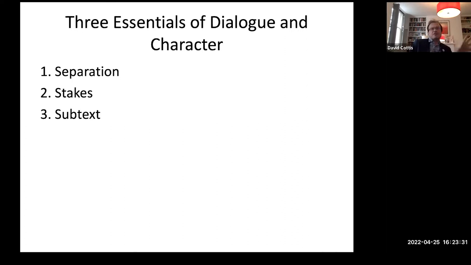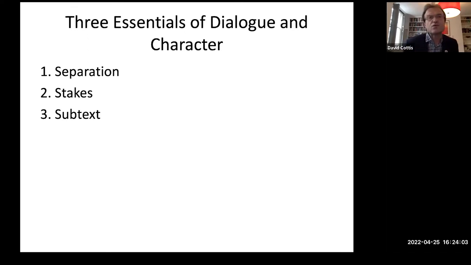What I mean by separation is very simple, really. It means that there needs to be a difference between the characters. Good dialogue is very rarely between people who agree on everything, because then it comes across as inauthentic. If everybody in your film talks like you, you've got a problem. So you need to find ways of separating the characters.